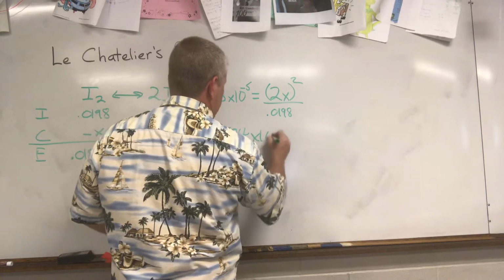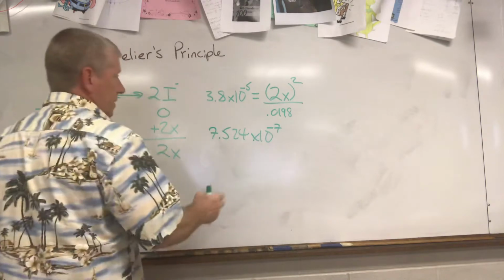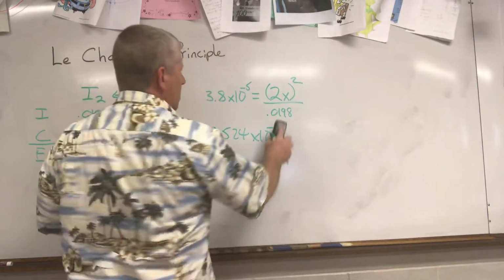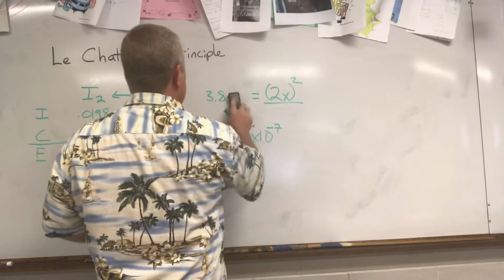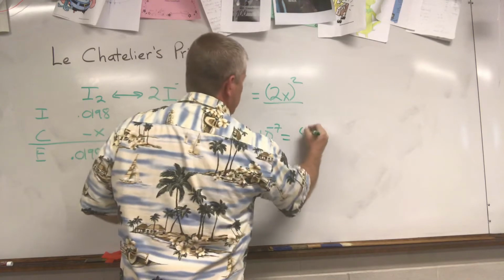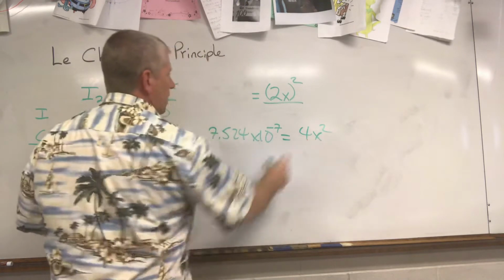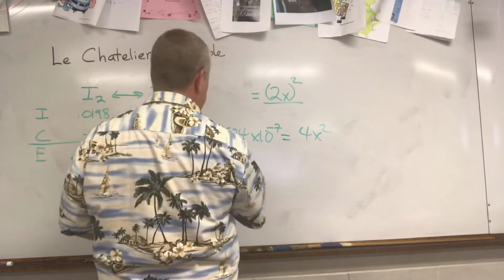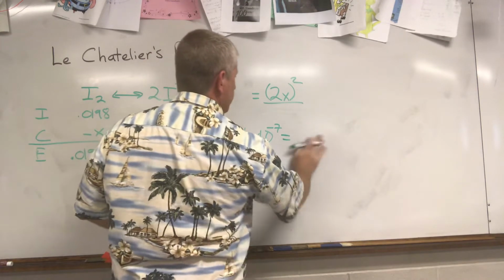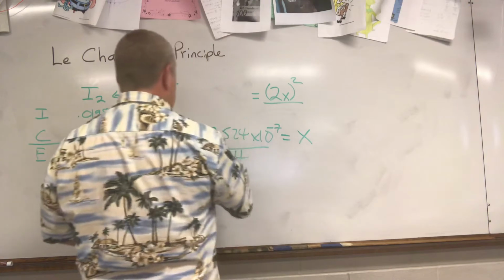7.524 times 10 to the negative 7th. There we are. I know we had this, but I'm just reviewing. So that times that gives me that, and that's equal to, square both, 4x squared. Solve for x. All right, divide by 4. So this goes away, take square root. And that's just about where the video went.